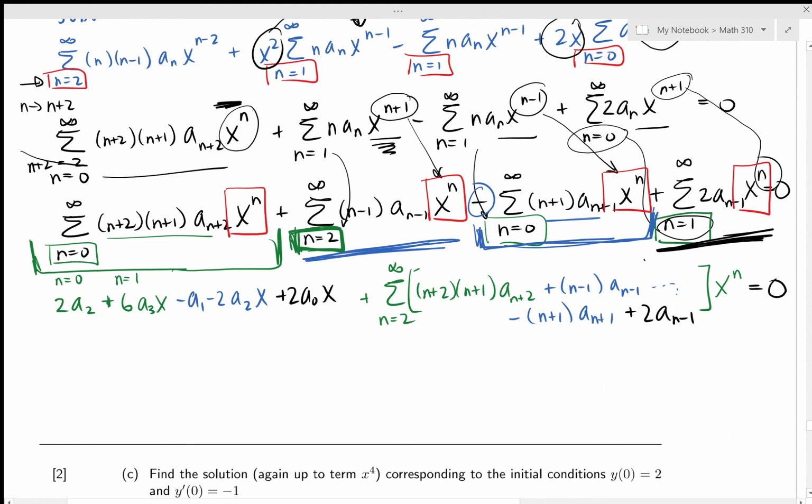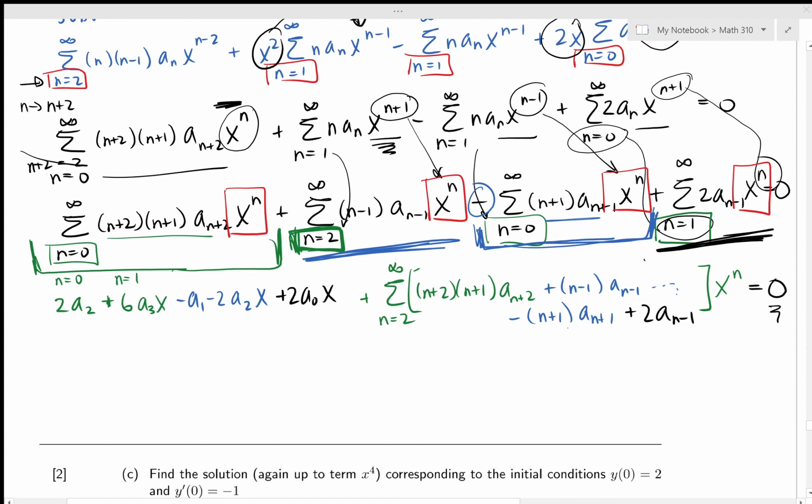Okay, so now we have the fact that everything on the right-hand side, the constant term, the linear term, the quadratic term, the cubic term, every single term of the polynomial on the right-hand side is 0. That means every term on the left-hand side of the polynomial has to be equal to 0. So I simply gather up the constant term.